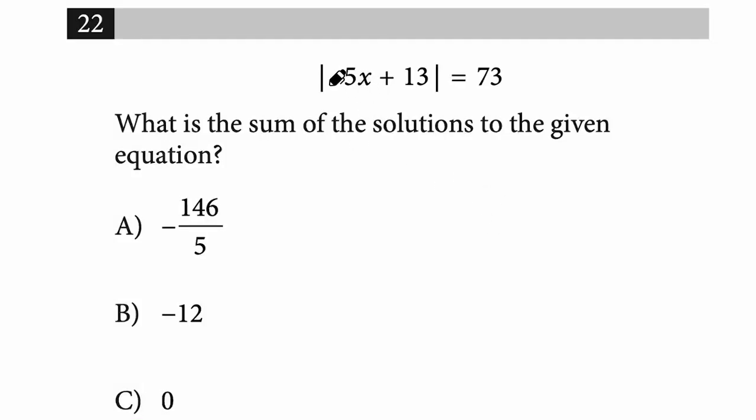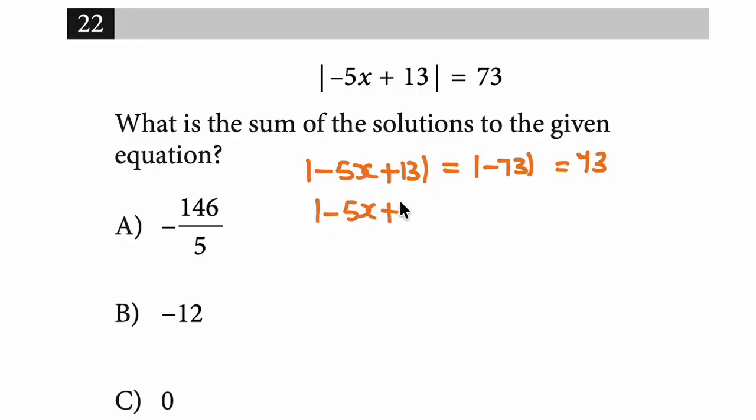Number 22, absolute value of negative 5x plus 13 is equal to 73. So what is the meaning of this absolute function? Let's say I plug in some x, and it comes out to be negative 73. That will be 73 itself, positive. Now if I plug in some value of x such that it comes out to be positive 73, even then it will be 73, right?